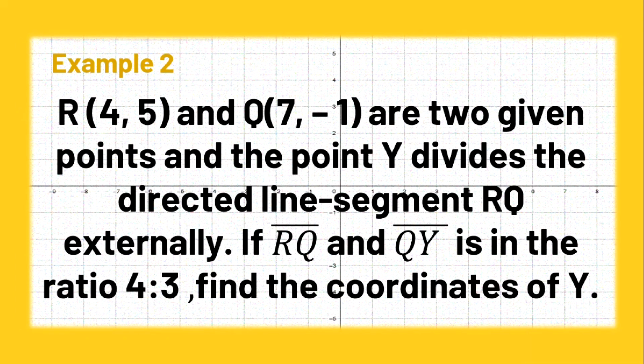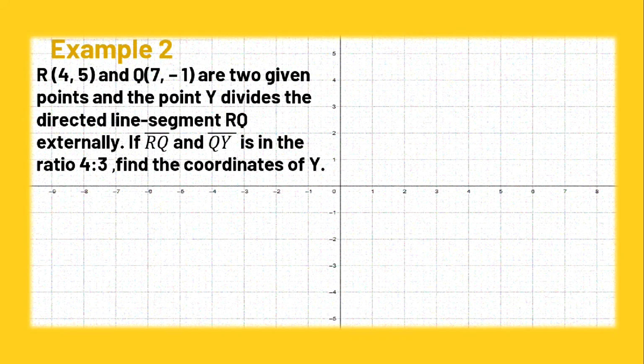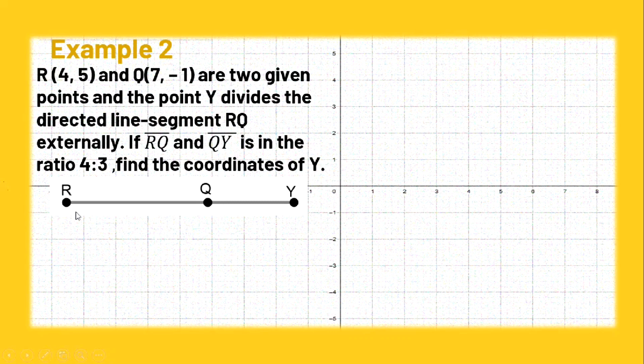Example number 2, point R (4, 5) and point Q (7, negative 1) are two given points, and the point Y divides the directed line segment RQ externally. If line segment RQ and line segment QY is in the ratio 4:3, find the coordinates of Y. So again, start tayo sa illustration muna. We have directed line segment RQ na dinivide ni point Y externally. So, andito siya. And given that RQ and QY is in the ratio 4:3. So, RQ we have 4 and this one is 3.